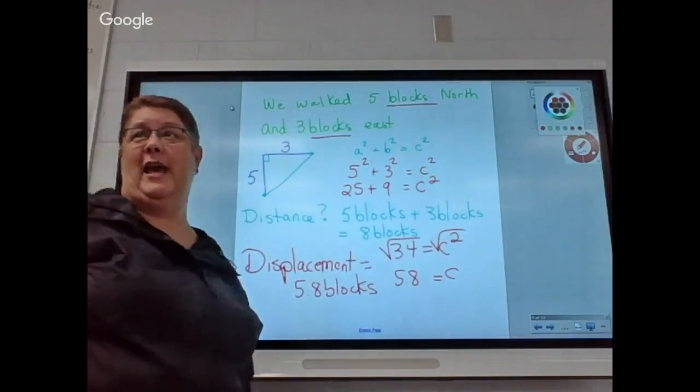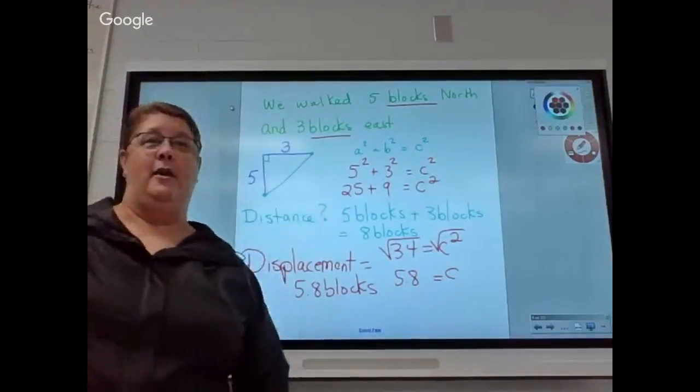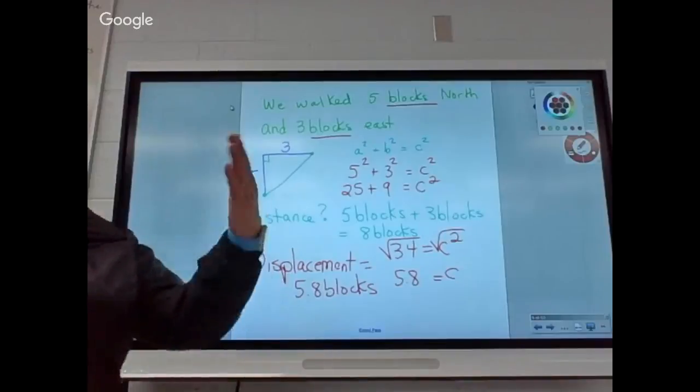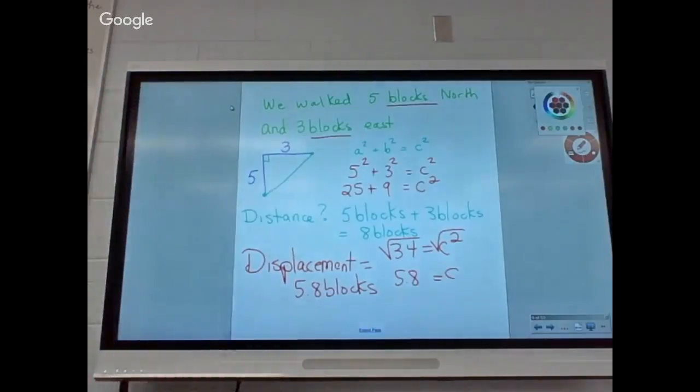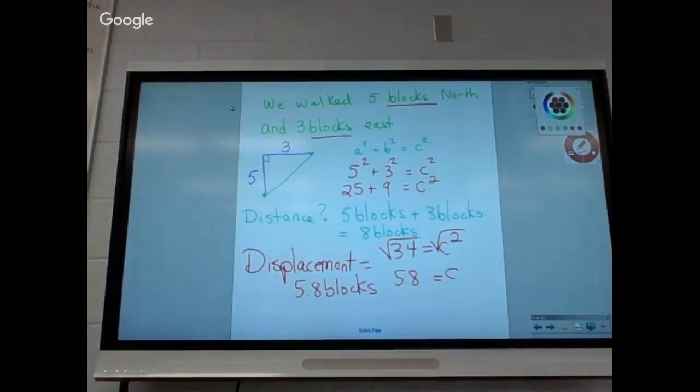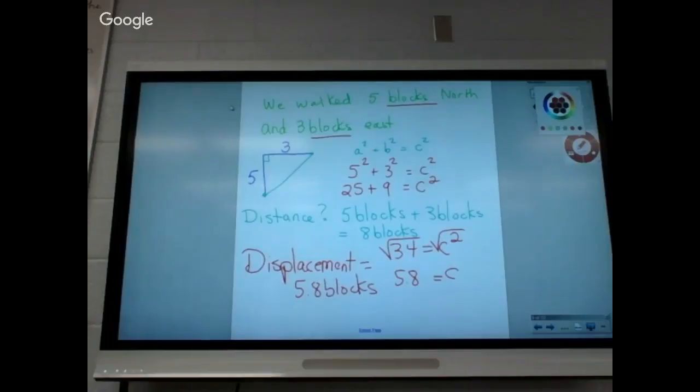Now, if we did it legit, we'd walk 8 blocks. But if we do Carlos's, I'm cutting through the church lots, we're only walking 5.8 blocks. Okay? That's the displacement.